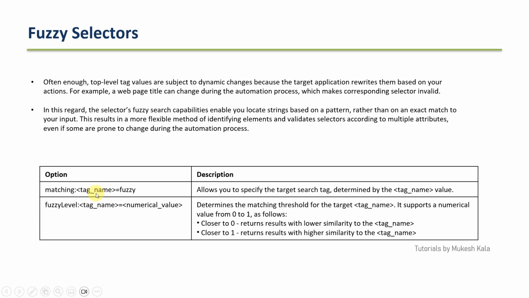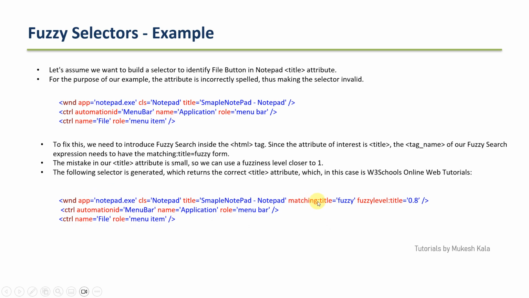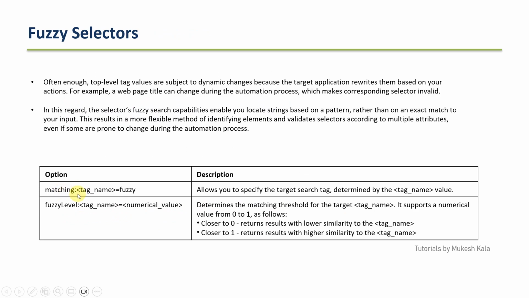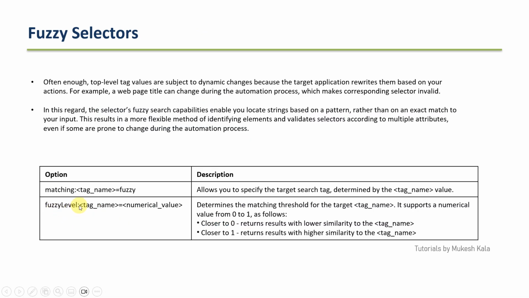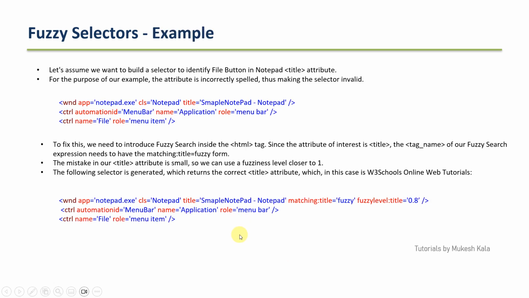If you remember, we told here, right? Matching, and then you have to say the tag name, which is the tag which is causing the problem. Matching colon the tag name. Which is the tag which is causing the problem? Title. So that's why it is written here title, right? So matching colon title. So this is the syntax, right? Matching colon title is equal to fuzzy. And then you have to say fuzzy level colon, you have to again specify the tag and give the value which should be between 0 to 1.